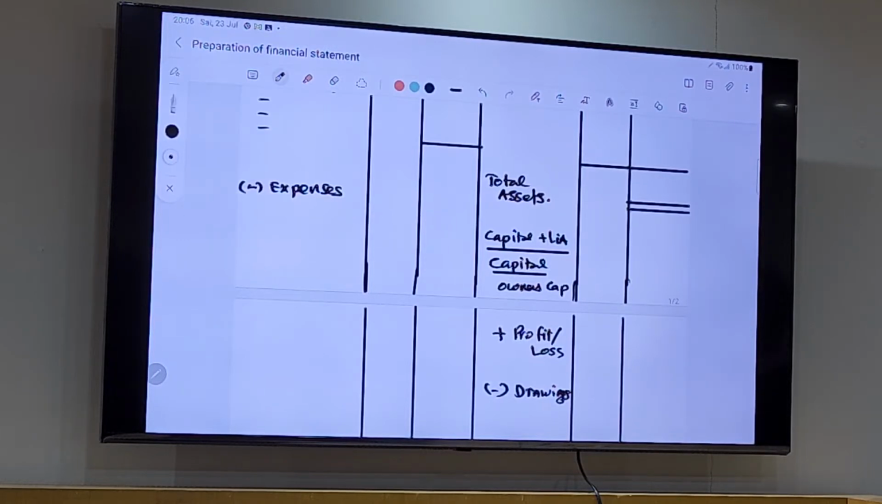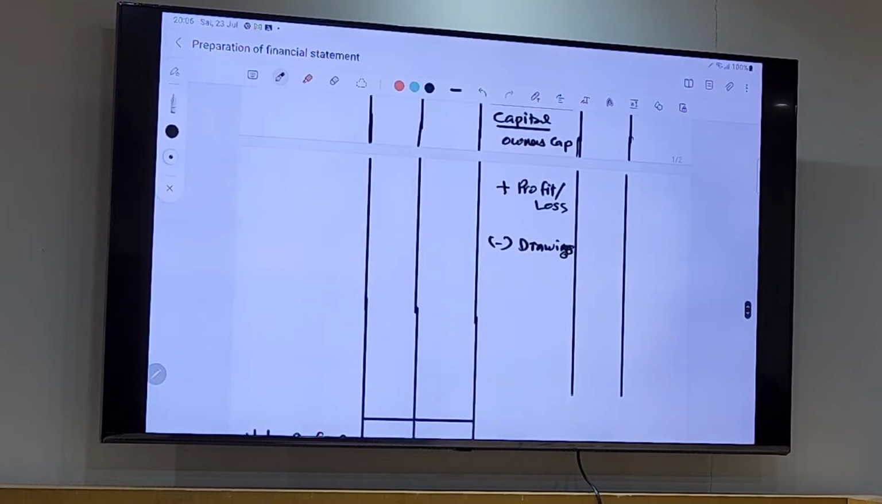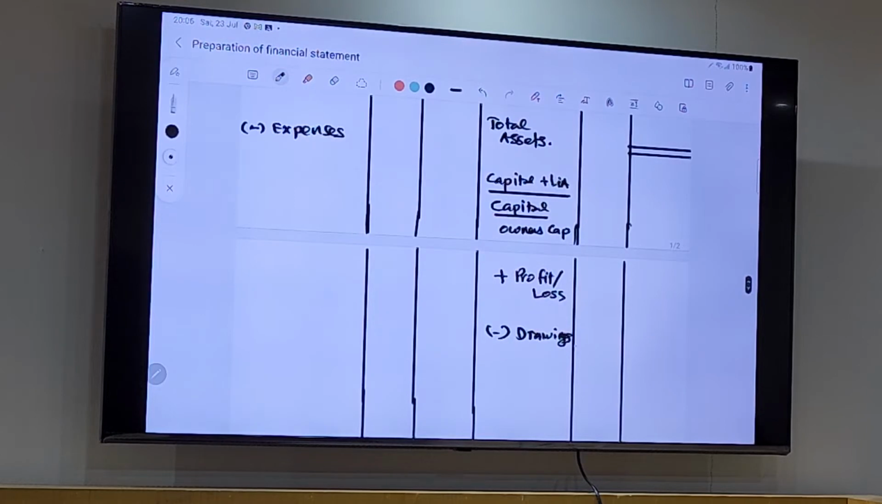That's our equation, no? Equal to assets plus profit and loss. No, wait. So it is equal to capital plus liabilities. Yeah, that's our balance sheet equation. Capital plus liabilities is equal to assets.